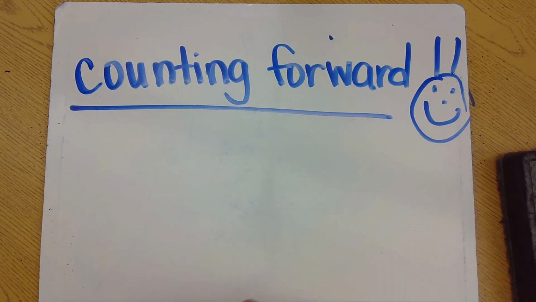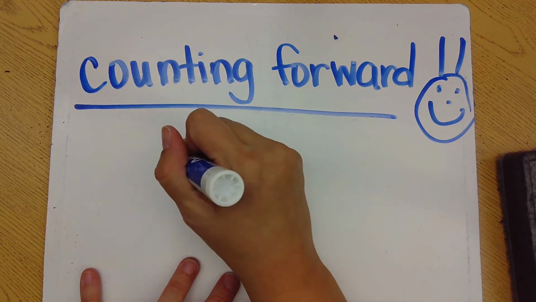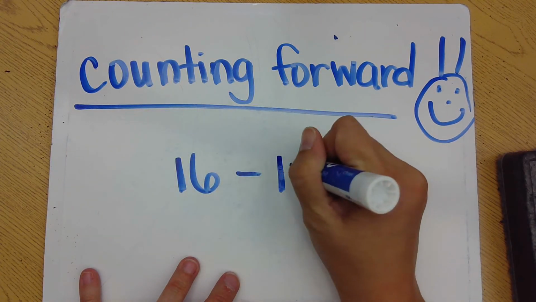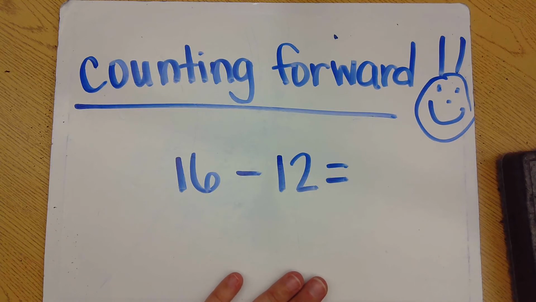We can use the counting forward strategy with multiple types of subtracting problems. Let's say I have 16 minus 12. I'm going to use the counting forward strategy to help me solve this problem more easily than I could counting backward. If I tried to solve this problem counting backward, it would take me a really long time. Think about that. Starting at 16 and going backward 12 spaces, I would be saying 15, 14, 13, 12, and so on and so on and so on. It would take me a really long time to count.